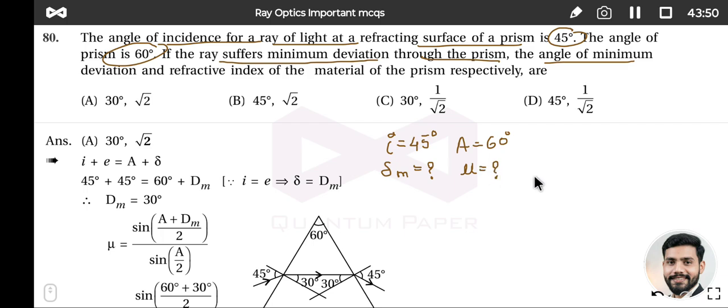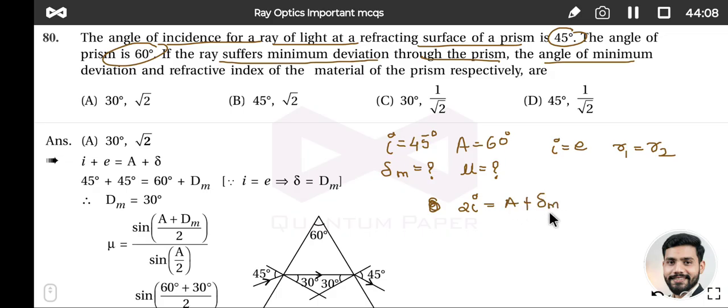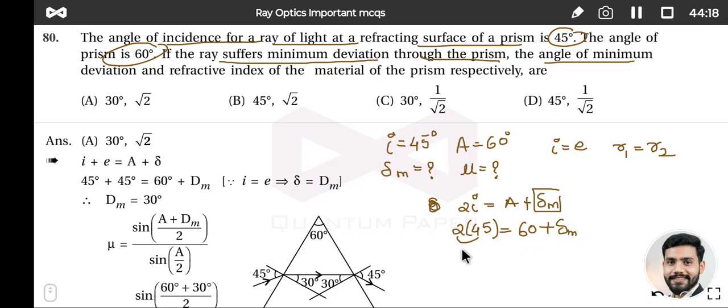So whenever it bends, minimum deviation is there, in that case we know that i is same as e and r1 is same as r2. So we'll apply the formula of bending, that 2i is equal to A plus delta m to find out minimum deviation. So angle of incidence, which is given 45, is equal to angle of prism, which is 60, plus delta m. So 2 into 45, which is 90, and if you take this 60 this side, it becomes minus 60, 90 minus 60 is equal to delta m. So angle of minimum deviation, which is 90 minus 60, that is 30.